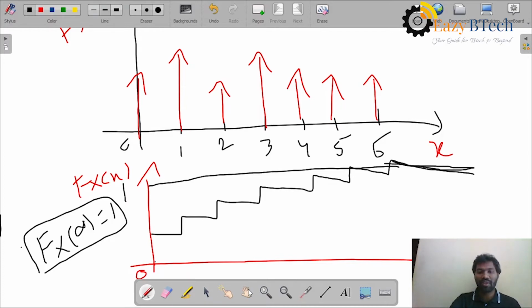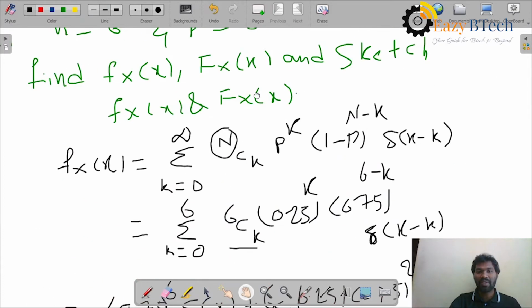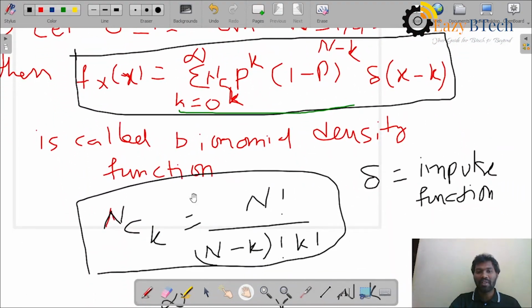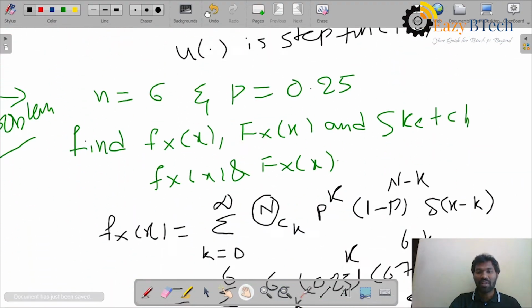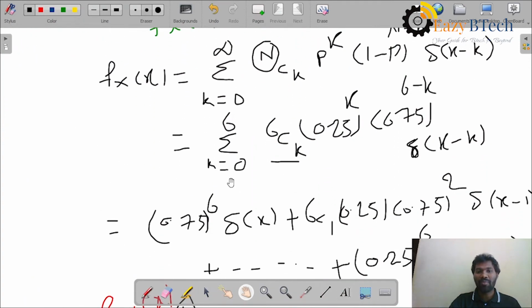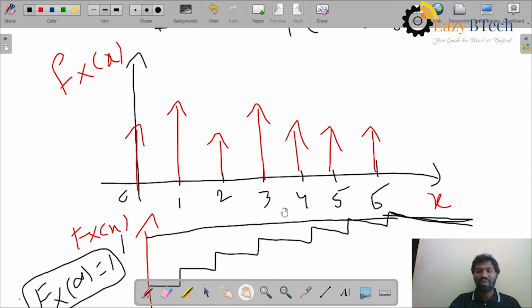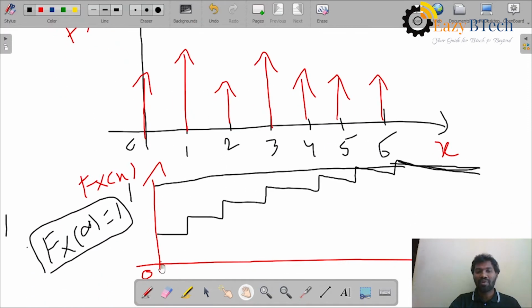So this is about the binomial random variable, its density function and its distribution function. One example problem on a binomial random variable, and how to plot the density function, and afterwards how to plot the distribution function.